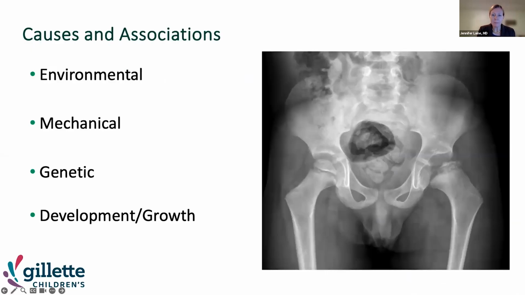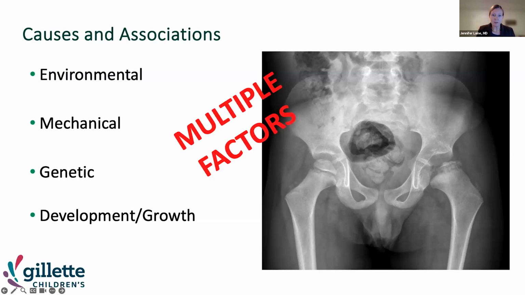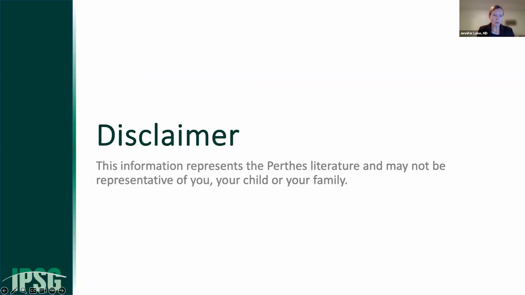There have been many studies looking into the cause of Perthes disease and the different associations with the disease. Some of the studies are on environmental causes, some are on mechanical causes, others on genetic causes or associations with development and growth. Many of us that treat and study Perthes disease believe that likely Perthes is associated with multiple factors. I do want to take a quick pause and give a quick disclaimer that the information I'm about to present represents the Perthes literature and may not be representative of you, your child, or your family.